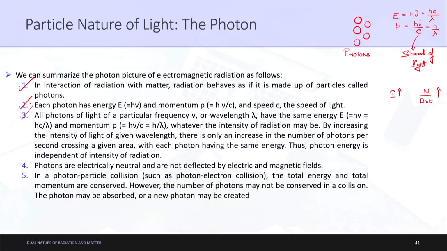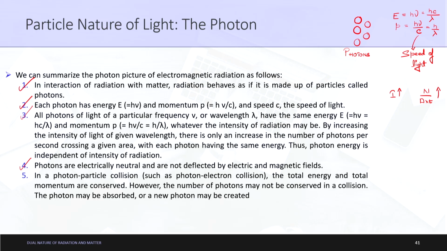Okay. Next thing is photons are electrically neutral and are not deflected by electric and magnetic fields. This is a very important point, that these are electrically neutral. So they do not have any charge and are not deflected by electric and magnetic fields. Okay.